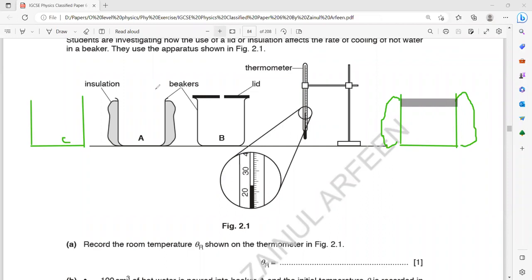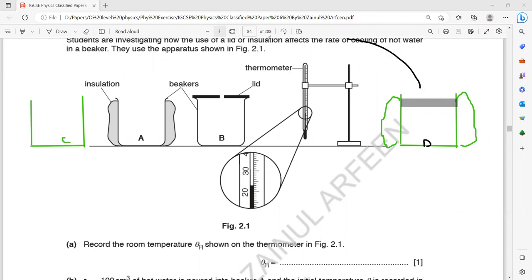So we will have a fair comparison. We can compare whether insulation is affecting the rate of cooling, whether the lid is affecting the rate of cooling, or whether both of them are affecting the rate of cooling, or none of them. So we should have another beaker without insulation and without lid, and one more beaker with insulation and with the lid put together. So we have a better comparison.